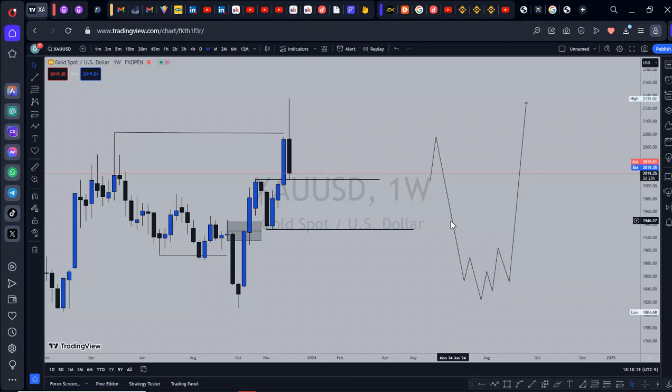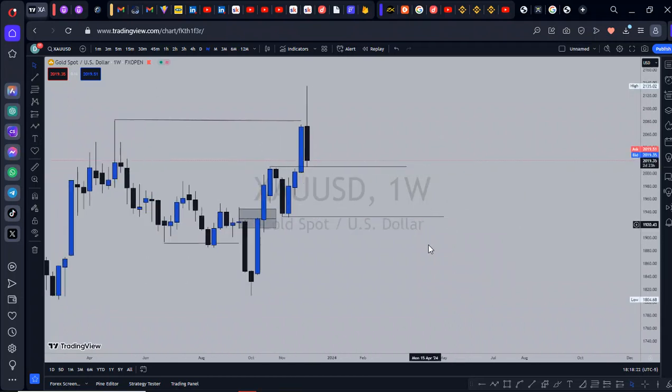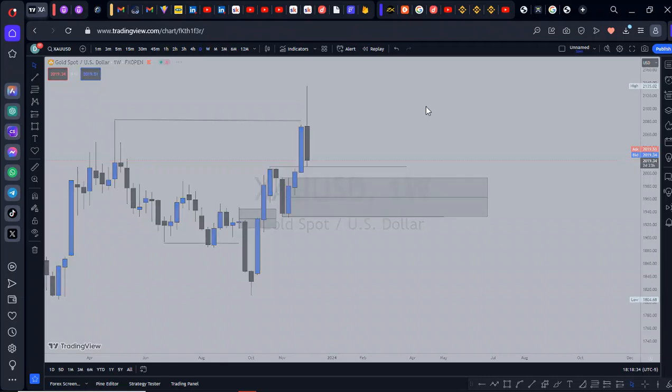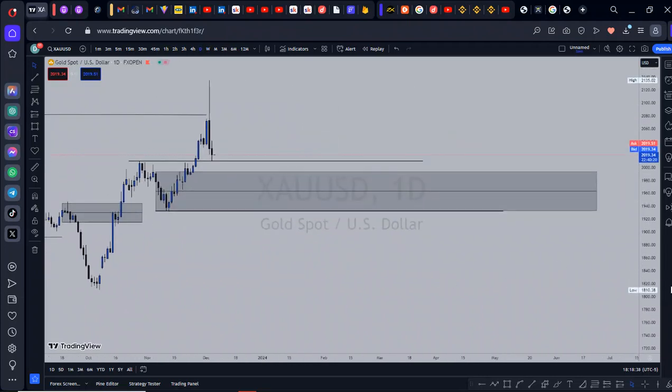Now looking on the weekly time frame, still seeing a bullish bias on gold, and I saw a clean demand zone. This is a clean demand zone, a very clean big body order block. So that is my attention right there. Now I can quickly run down to the daily time frame, and this is the daily time frame.